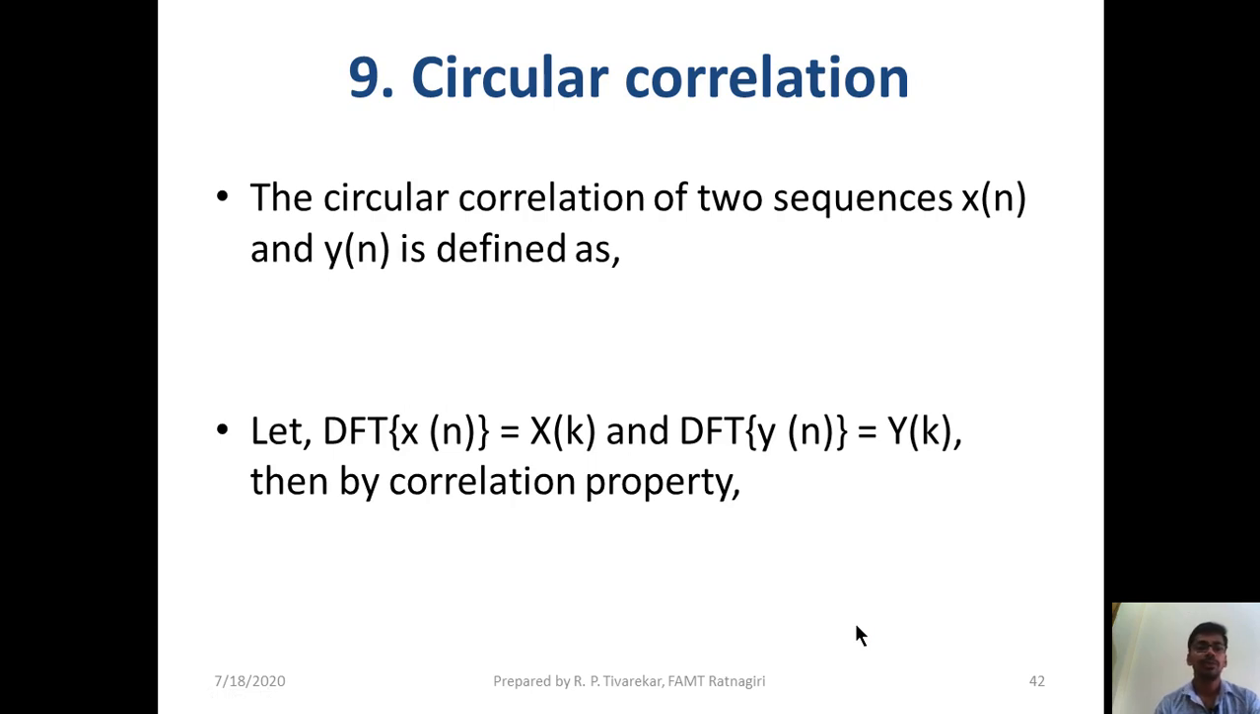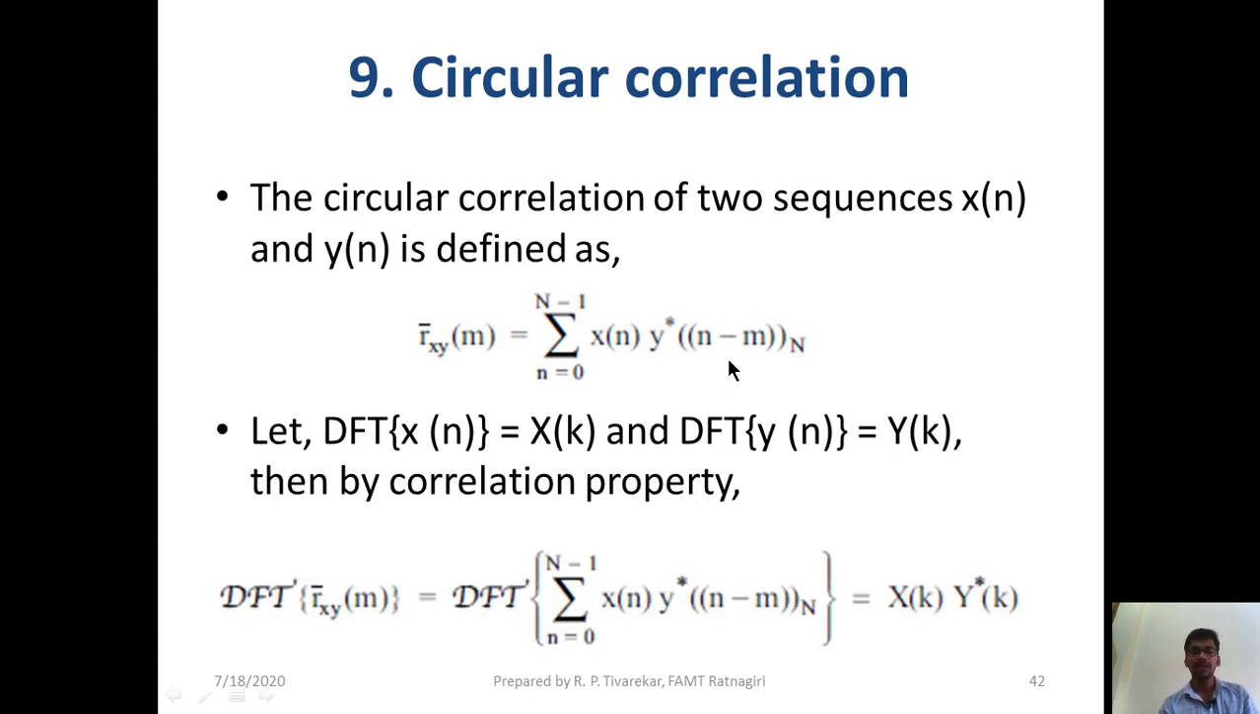Next property is on circular correlation. Like how we have convolution, we also can have correlation, which is generally used to determine the degree of similarity between two different signals or two similar signals. Degree of matching can be found by using correlation. So correlation is defined something like this. This is somewhat similar to convolution.